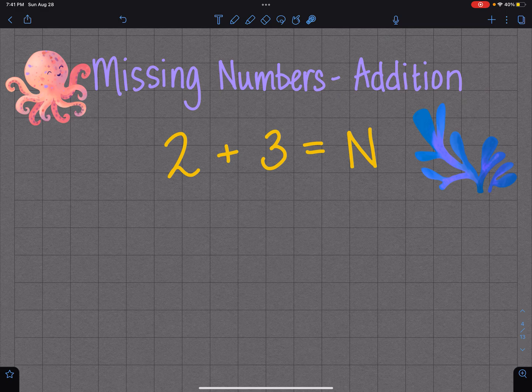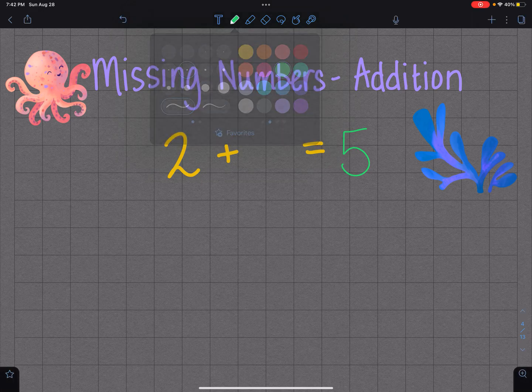So the first way is this example. This is where you have a missing sum. So 2 plus 3 is n, where n is the sum. Okay, but it doesn't have to be that way. You could have this filled in, and maybe you have a missing addend, and it might be 2 plus a equals 5, and then you have to figure out what the a is.